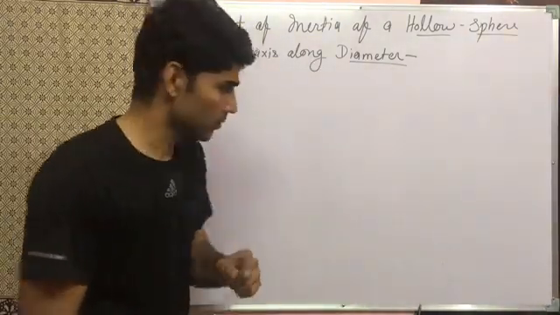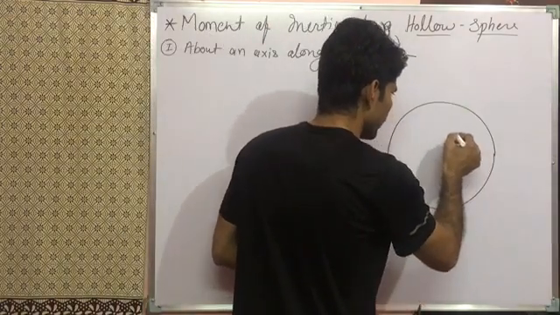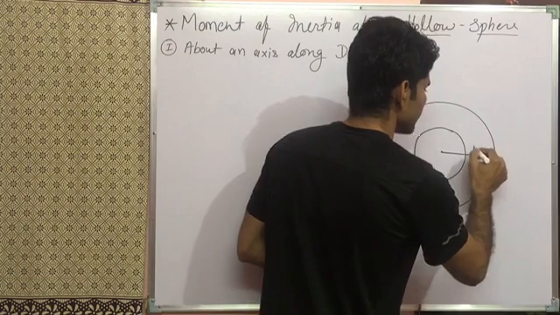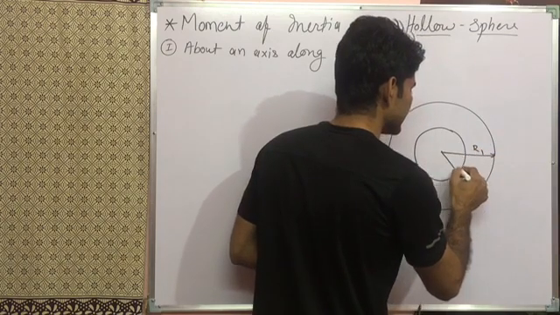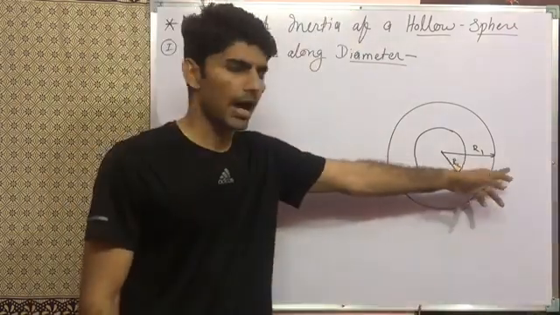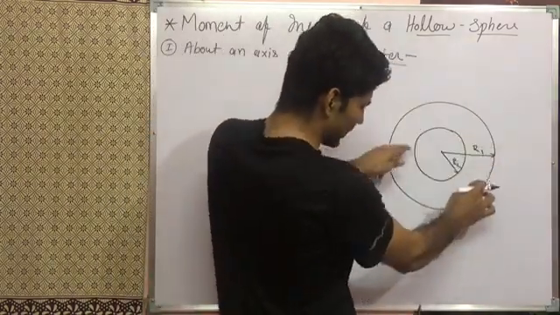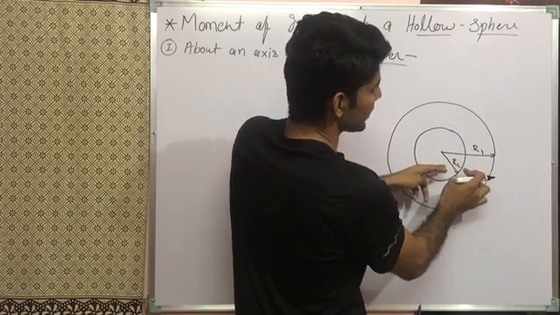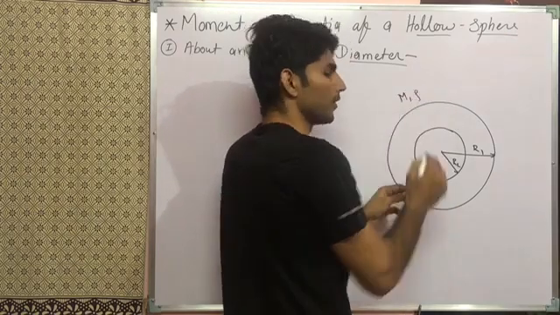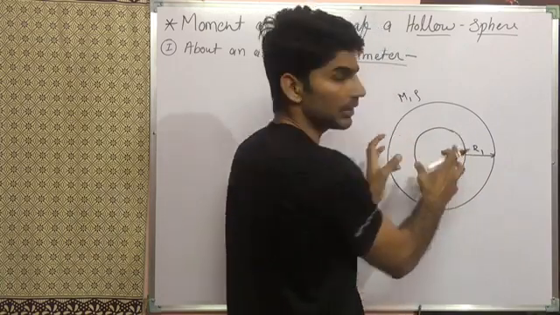So first I draw a hollow sphere, which has outer radius R1 and inner radius R2. The area between R1 and R2 is filled with mass capital M and density rho, and the volume inside radius R2 is completely empty.